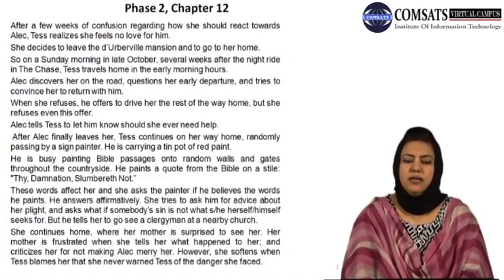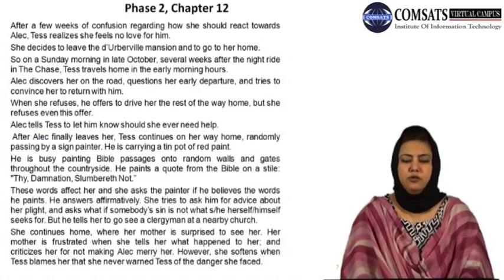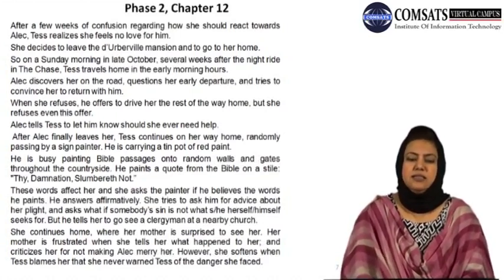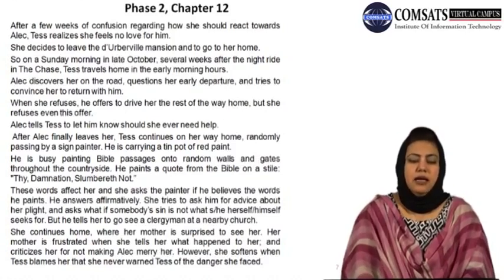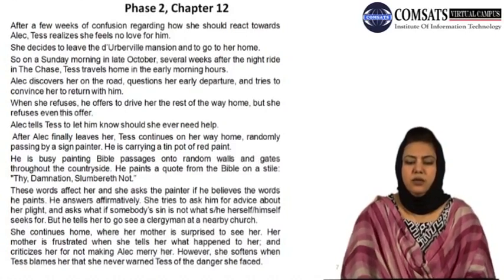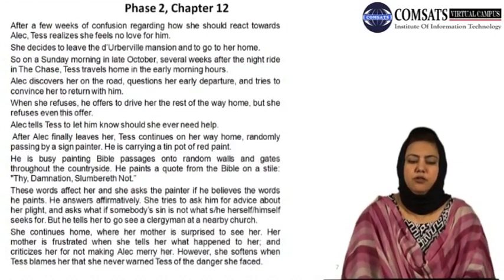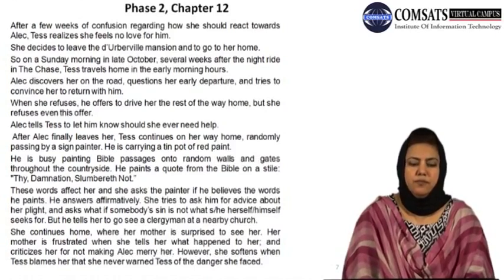So on a Sunday morning in late October, as I read the text for you and you notice, several weeks after the night ride in the chase, Tess travels home in the early morning hours. Alec discovers her on the road, as you saw in the text. He questions her early departure and tries to convince her to return with him. When she refuses, he offers to drive her the rest of the way home, but she refuses even this offer.